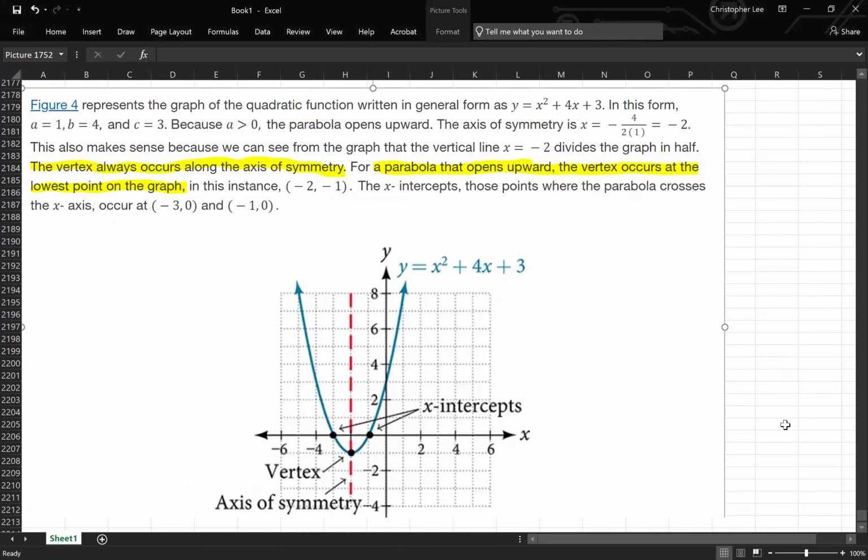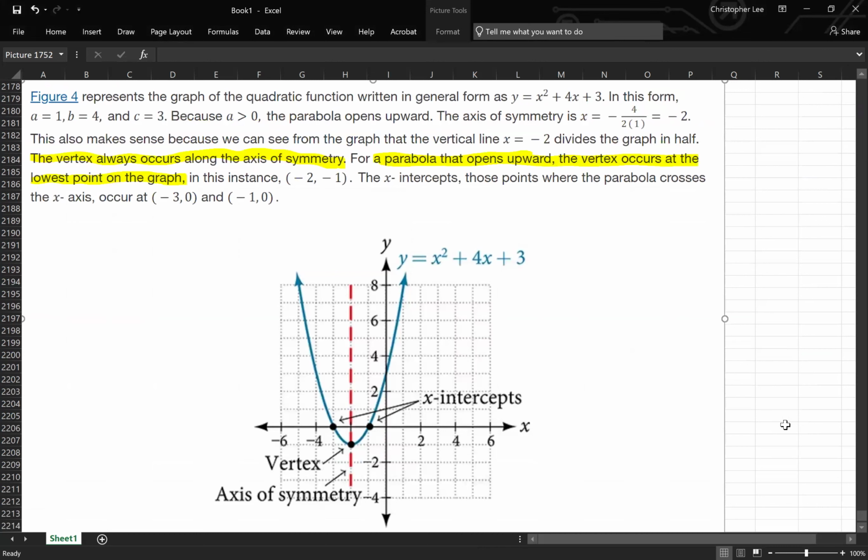So this figure right here represents the graph of the quadratic function written in general form as y equals x squared plus 4x plus 3. In this form, our a, the number in front of x squared, is 1. Our b is 4, the number in front of x. And our c is 3, the number by itself. Because a is greater than 0, the parabola opens upward.